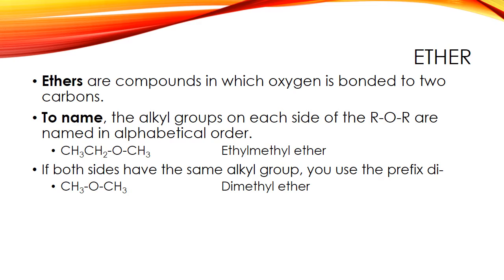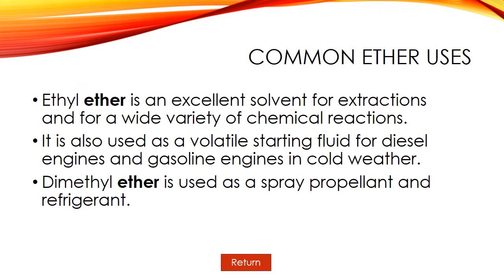If both sides have the same alkyl group, you use the prefix di. So if they're both methyl, it becomes dimethyl ether. Now there are other ways of naming these, but that is the method that I'm teaching you. So you have ethyl methyl ether and dimethyl ether. Ethyl ether is an excellent solvent, for example.